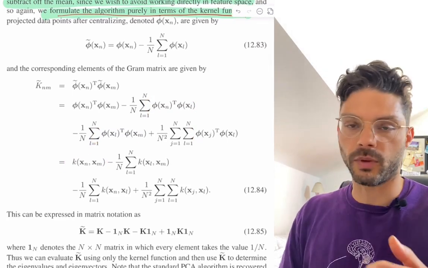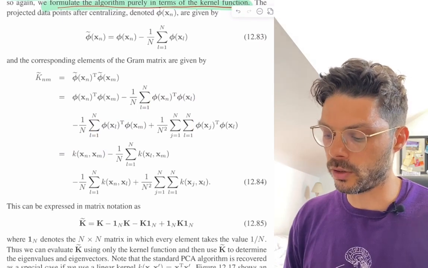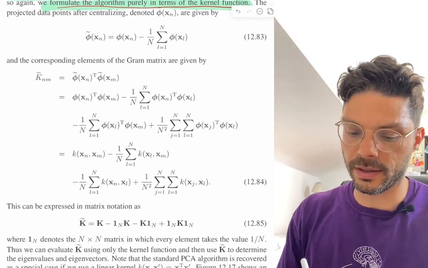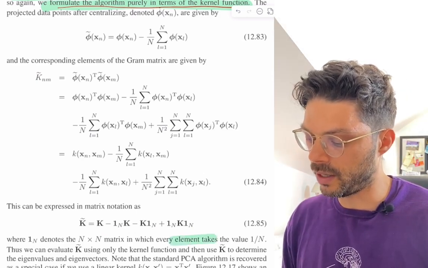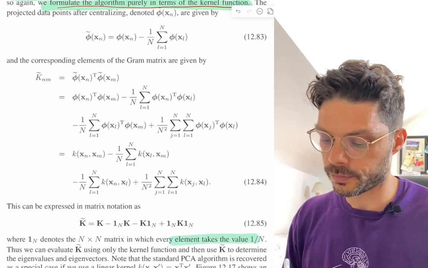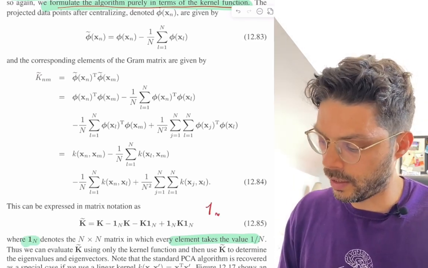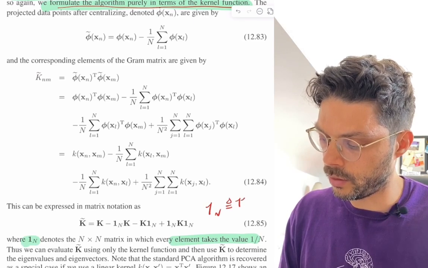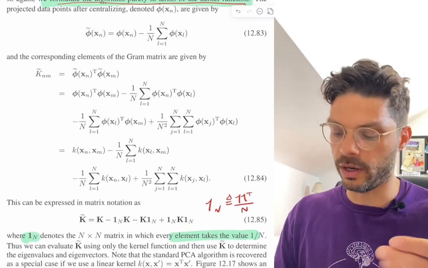And you can then write this compactly in matrix notation as this expression. The only minor detail is that every element takes the value 1 over n. So 1n is defined as 1 transpose over n. You can just work that out. It's a very simple computation.